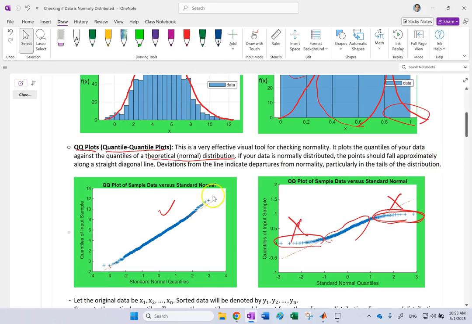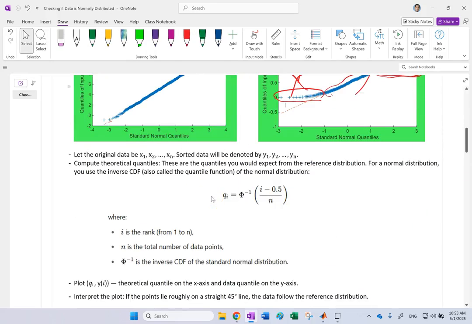Now, how would you create that? This is what you do. Let's say the original data you have is x1 to xn. The first thing you need to do is to sort them from the smallest to the largest value like this.